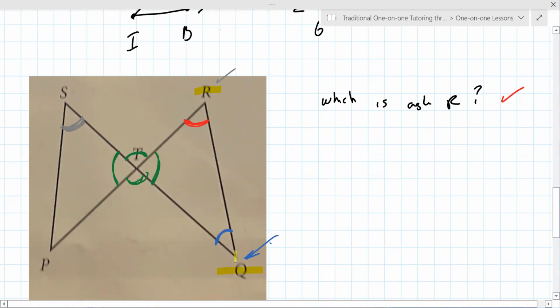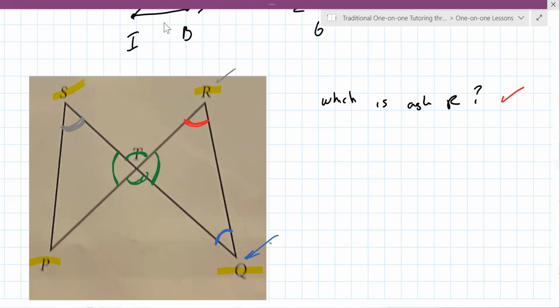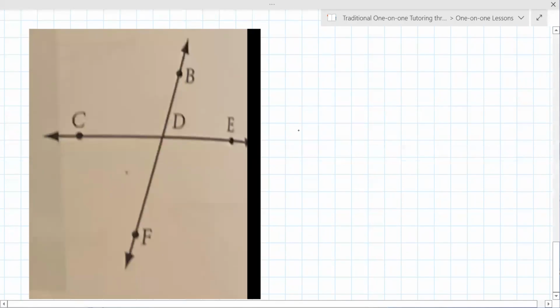What about P? P is also an answer. Same with S. So all of it, right? Well, not T. Okay. Do you understand why it's not T? T is not even in one angle. That's right. Okay, so let's go and look at the next problem here.